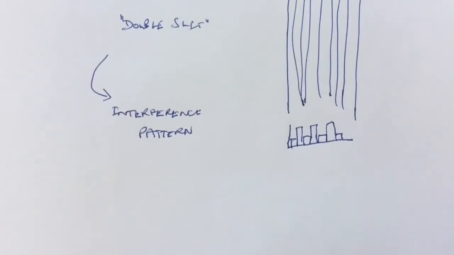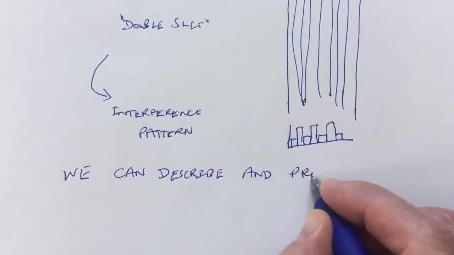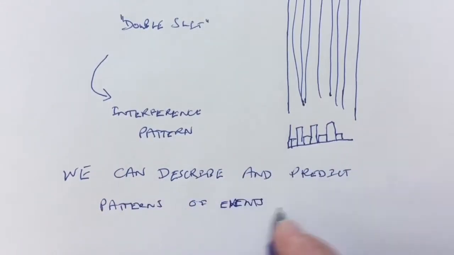If we move the slits or change their shapes, the pattern of events changes. We can describe and predict patterns of events using a quantum field. If we're using light, we use quantum optics.